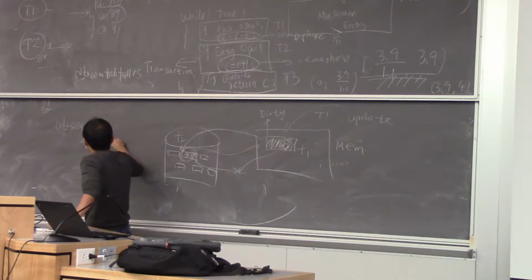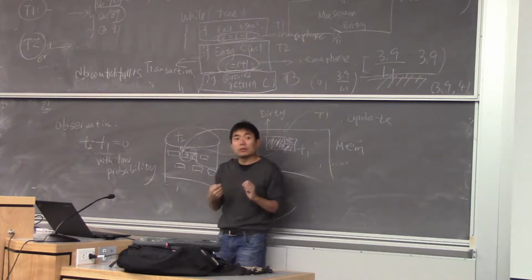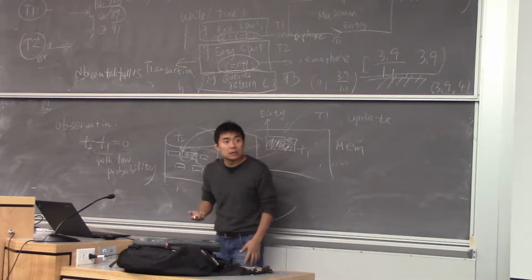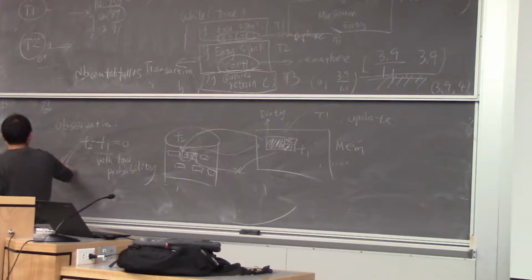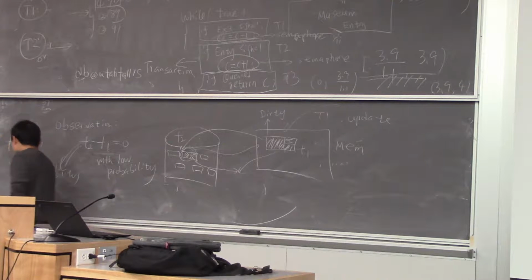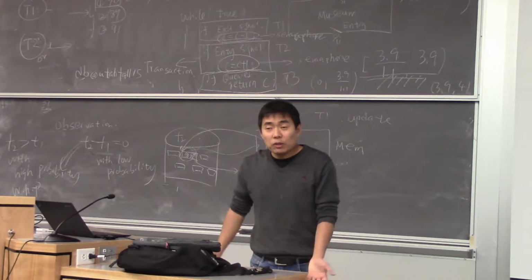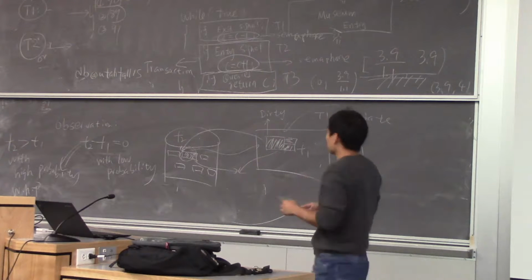Okay? So T2 minus T1 equals 0 with very low probability. Or another way to say the same thing is, I'll simply write WHP. WHP means with high probability. Okay? Do you follow me? And what's the problem with that? Well, there's a huge problem, right?